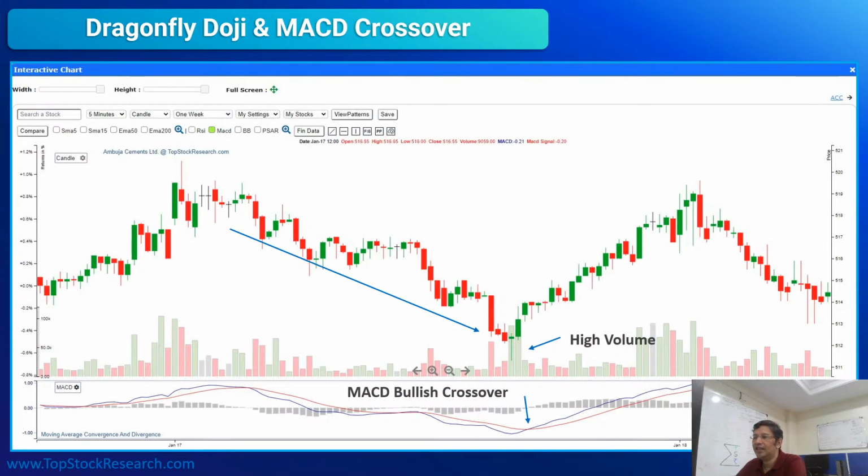Dragonfly doji is another example, which is here. Basically you can mix and match various different indicators. Look at the trend, mix and match indicators. A lot of these things are self-explanatory, so it won't take much time in each of the examples.